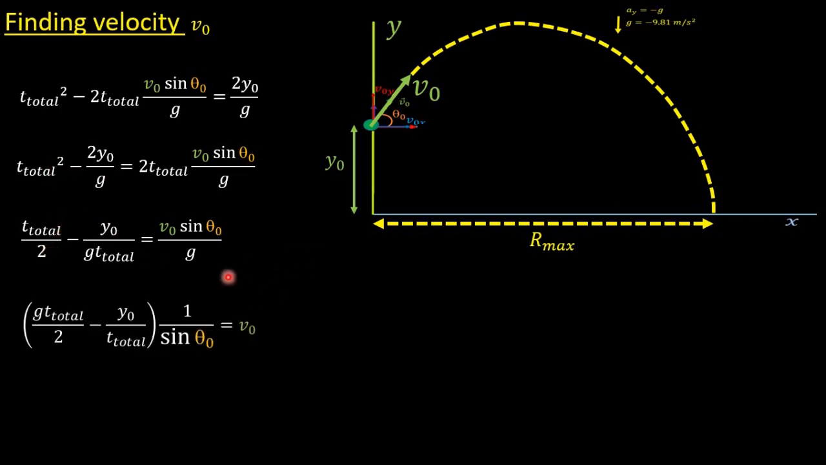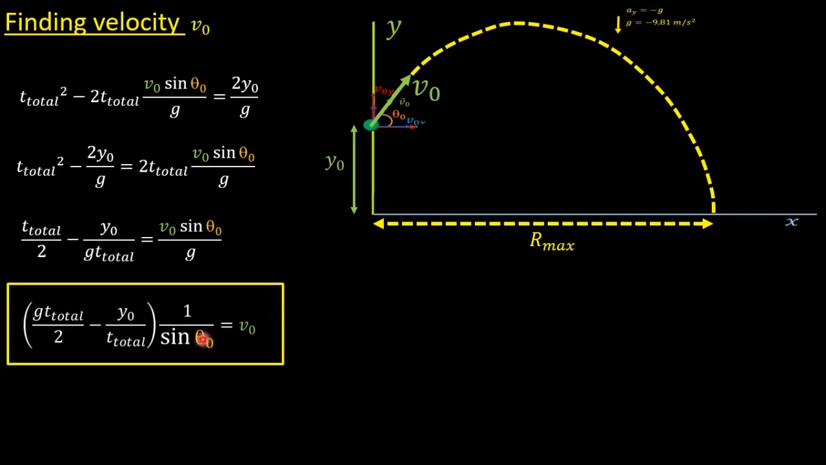Okay, so what I now do is multiply both sides by g. Okay, so if I multiply this term by g, the g's are going to cancel, and then I get g times t sub total over 2, which is this term here. And then I divide both sides by sine theta, which is the same thing as multiplying everything here by 1 over sine theta. And this is our equation for v sub 0 here.